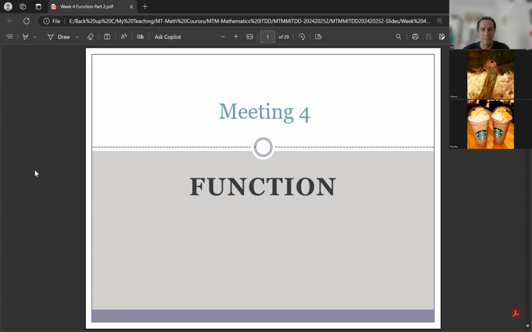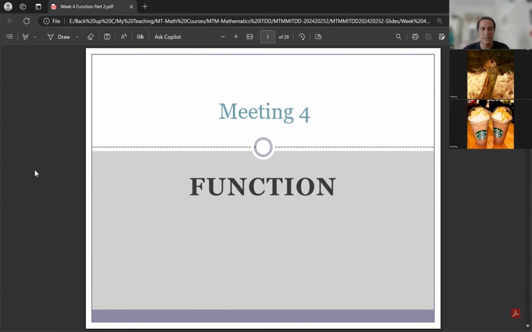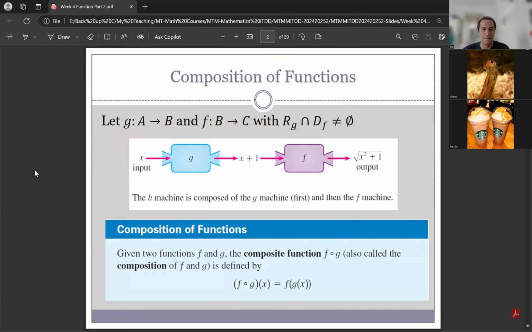In this meeting, we will discuss functions more deeply. We talk about another characteristic, the next characteristic of function. Okay, let's start with the composition of function. This is the composition of function.